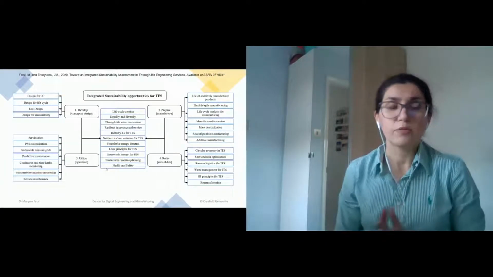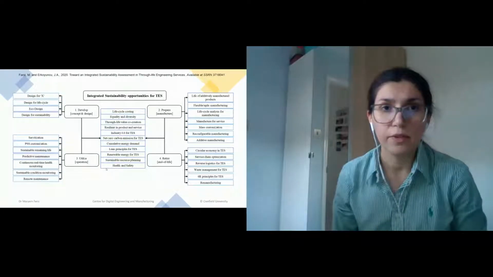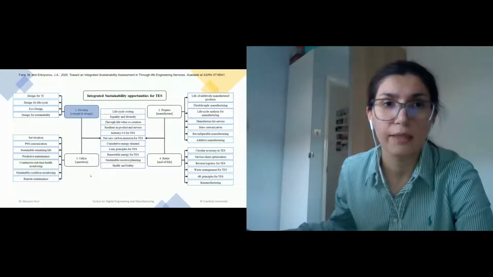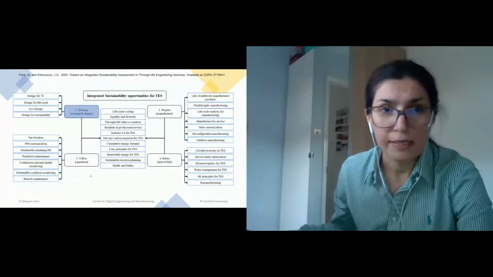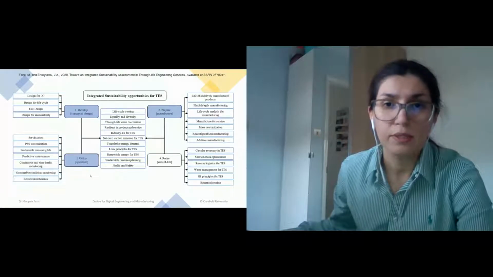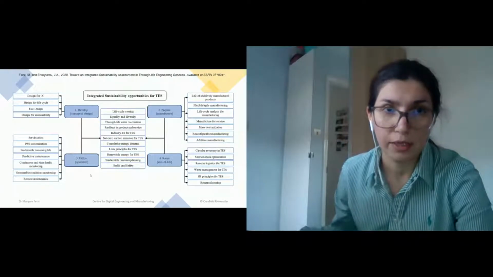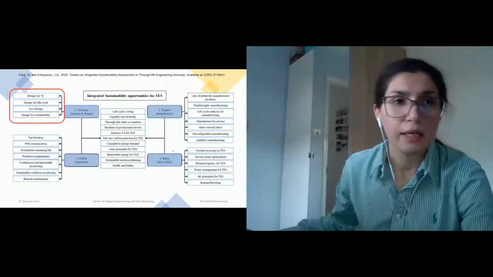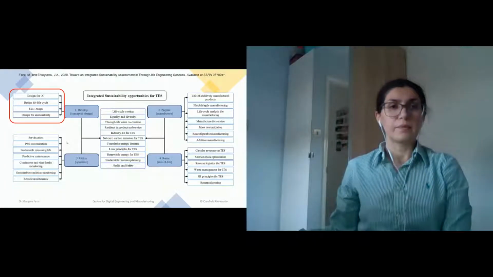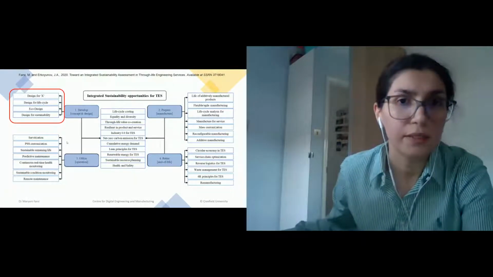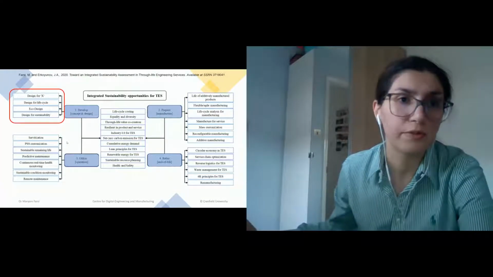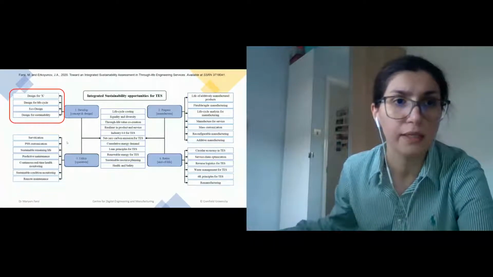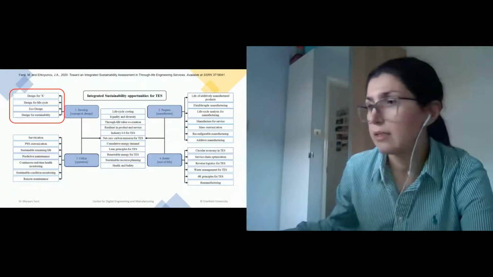So this is the outcome from the systematic review we've done. We've looked at TESS. We look at the develop phase, prepare phase, utilize phase, and the retire phase. At the very first phase, we come up with the key elements in terms of the integrated sustainability opportunities, for example, design for X, design for life cycle, eco design, and design for sustainability.